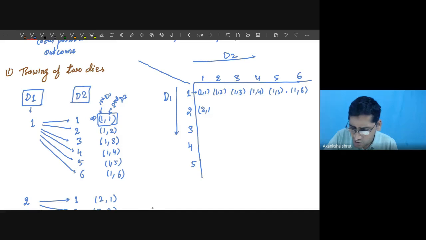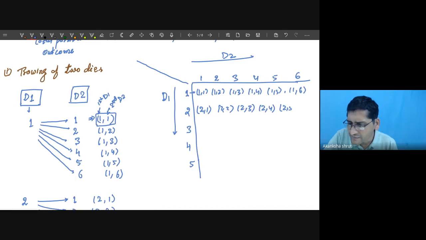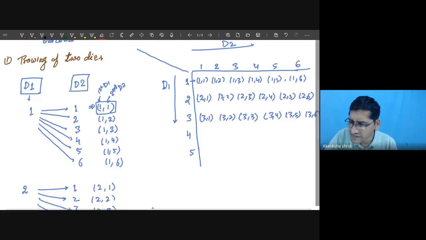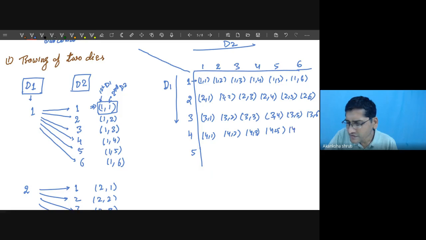For 2 on the first die: 2,1, 2,2, 2,3, 2,4, 2,5, 2,6. Then 3 on the first die: 3,1, 3,2, 3,3, 3,4, 3,5, 3,6. These are the possibilities for 3. Then for 4: 4,1, 4,2, 4,3, 4,4, 4,5, 4,6. Sorry, correct it. Be careful while writing. Do not miss any.